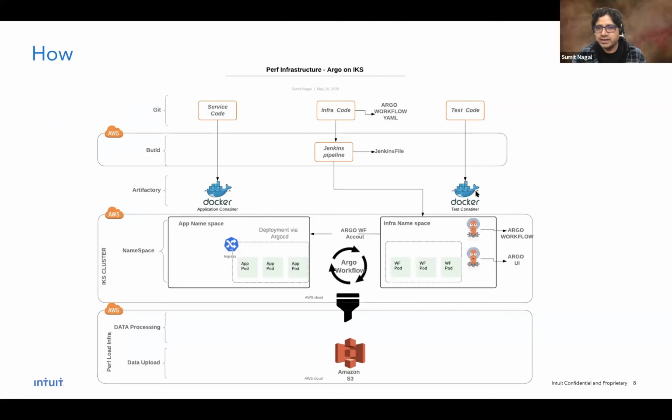Once you have that container out of test code, we use an Argo Workflow YAML and use this specific container and orchestrate it through a Jenkinsfile. As part of this setup, for all our clusters, there is a specific namespace we call the perf load infra namespace. In that, we have installed Argo Workflow and the Argo UI. And we have created one account, the Argo Workflow account, which will go from this namespace and trigger the execution on any of the namespaces via Argo CD after Argo CD sync.